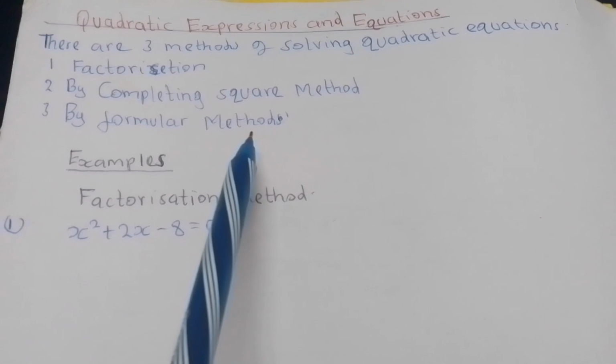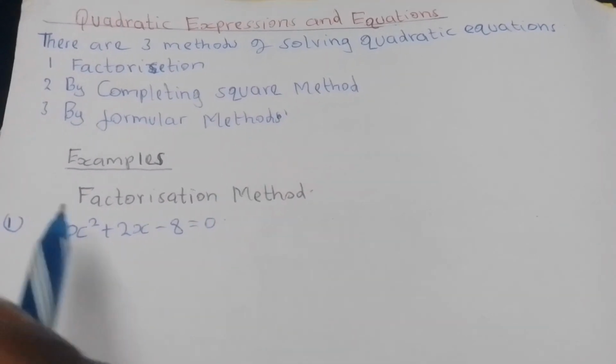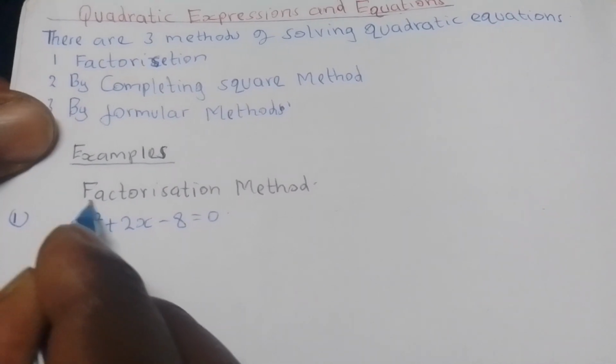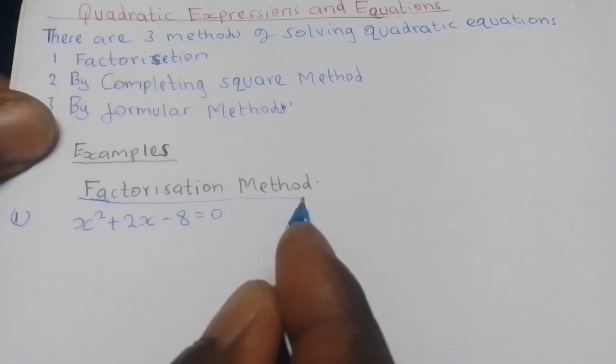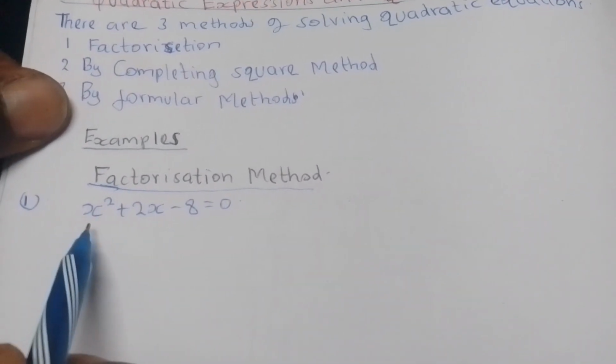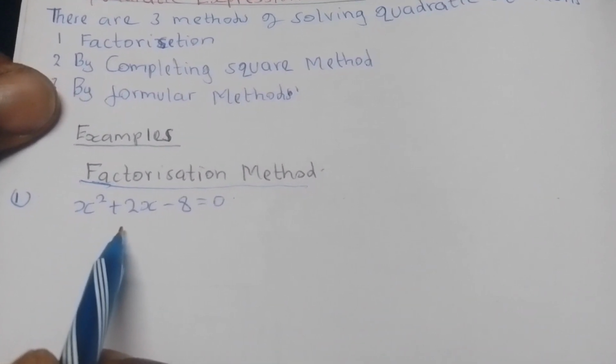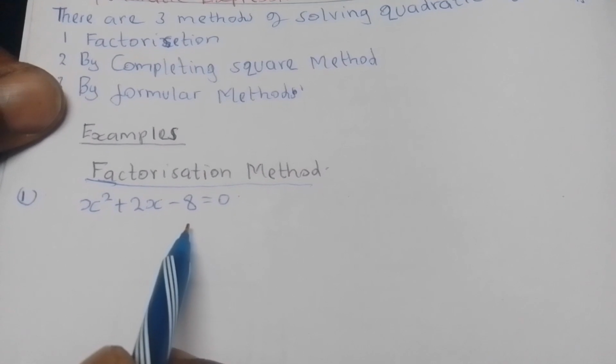For example, let's use the factorization method to solve the quadratic equation. The equation is x squared plus 2x minus 8 is equal to 0.